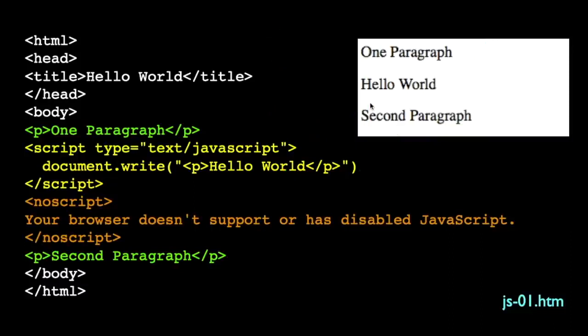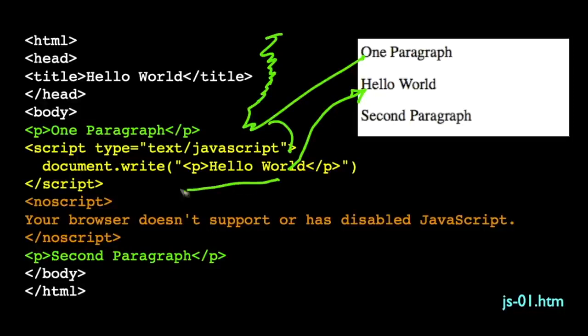And so if you take a look at this code, it's coming down. Out comes the title, out comes the body, the paragraph comes out, then it drops into JavaScript, and then this little string gets written out, then it goes back in.